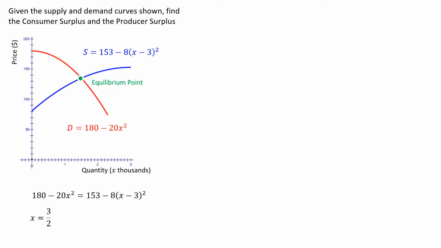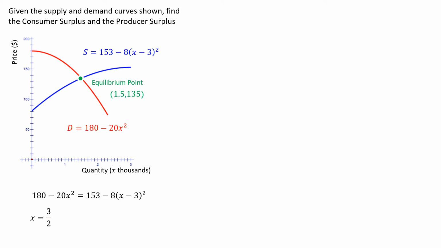Now, if we plug 1.5 back either into the demand curve or the supply curve, we'll get an equilibrium price of $135. Notice that 1.5 is 3/2 here, same thing. It's worth noting, though, that in real life, this 1.5 quantity, the equilibrium quantity, since it's measured in thousands, represents 1.5 thousand, also known as 1,500 units of quantity or sale available.